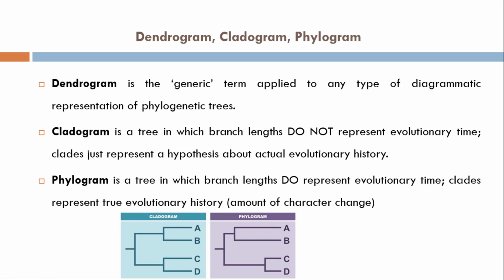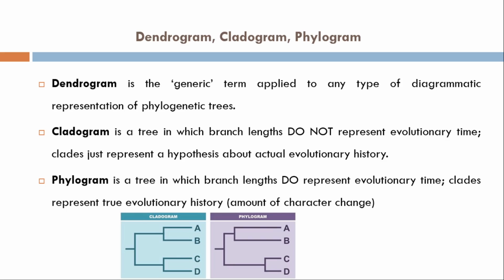It only shows you that A and B's ancestor was common and C and D's ancestor was common. It only shows you the relationship. It never tells you about the evolutionary time. So if branch lengths are equal in the dendrogram, that dendrogram is known simply as a cladogram.